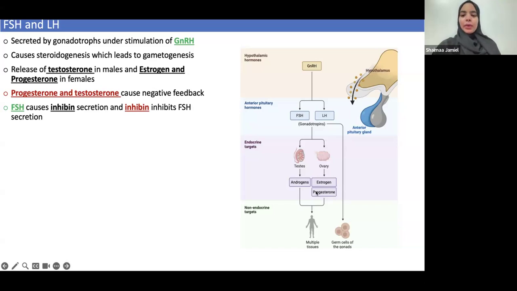Okay. However, FSH and only FSH is going to cause the secretion of inhibin, and inhibin is going to inhibit only FSH, not LH. FSH and LH are both present in the same cell, but they're in different secretory vesicles, you can say, and it depends on how much stimulation they get from GnRH for the cell to decide whether to release LH or FSH, and that's all in the menstrual cycle. So yeah, that's basically it.